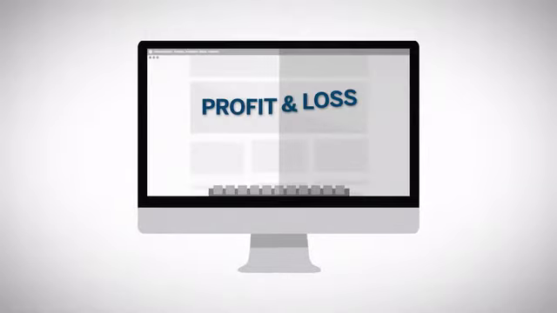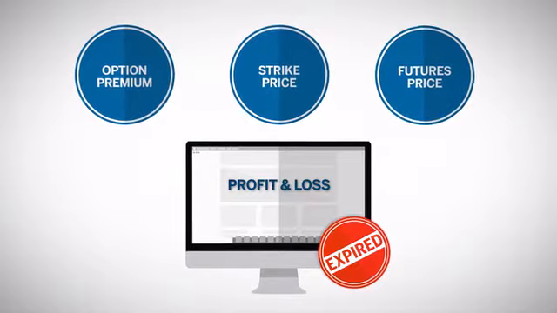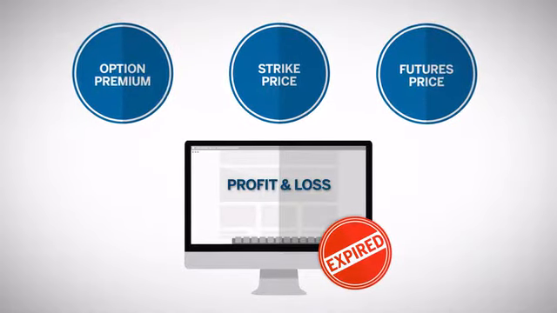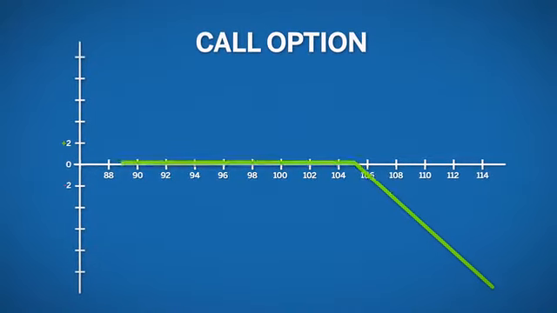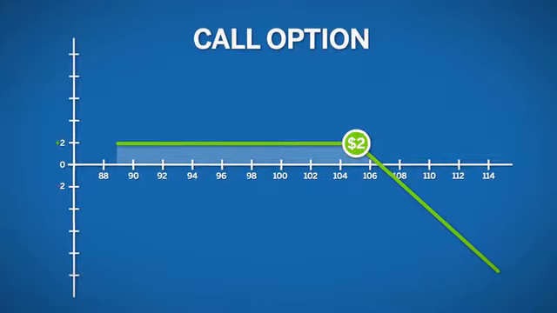The profit and loss of an option position at expiration is a function of the original premium and the difference in price between the futures contract and the strike price of the option. Let's suppose you sell the 105 call for $2 in premium. The maximum profit potential for this trade is $2.